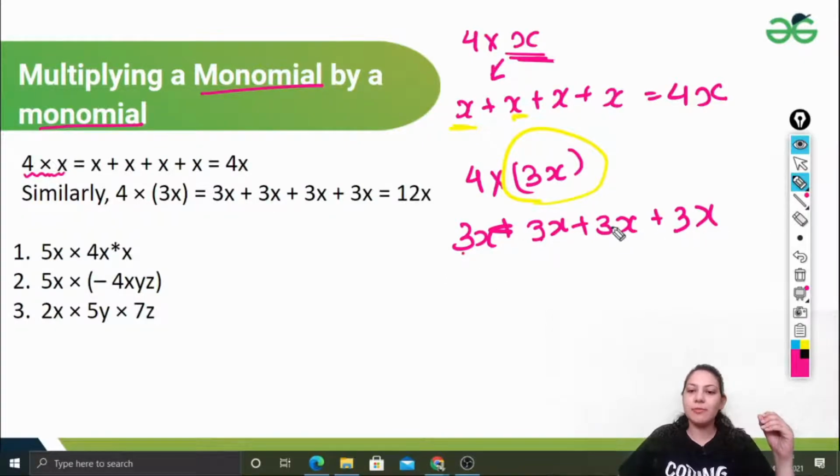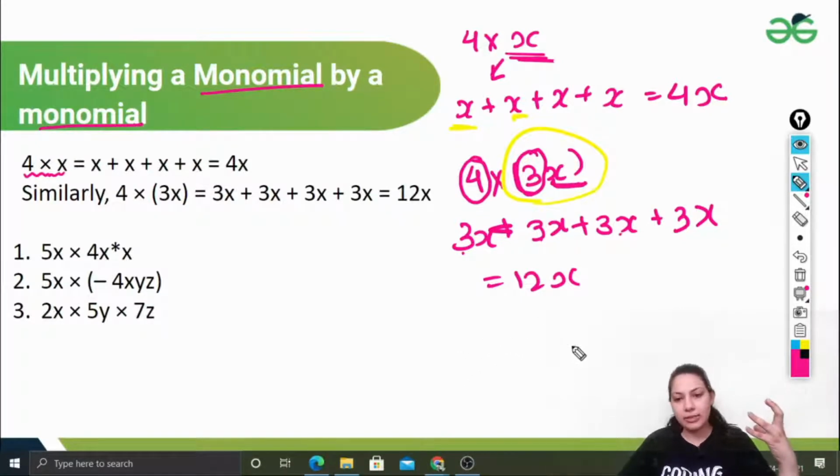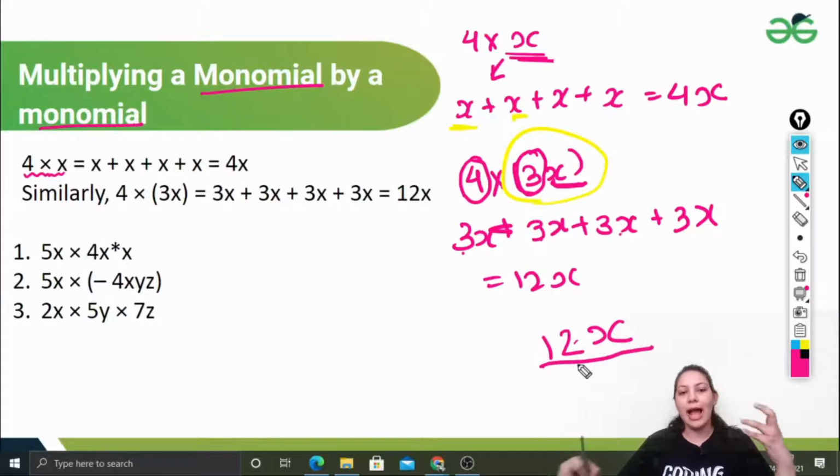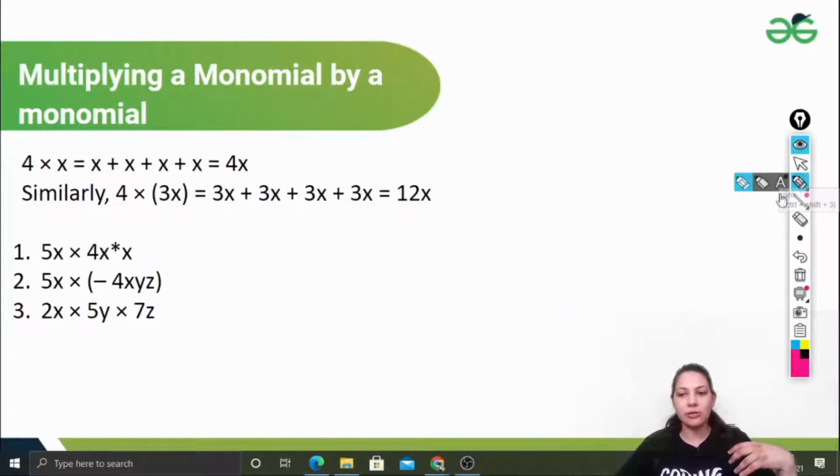So 3 plus 3 plus 3 plus 3 is basically 12 times x. So basically what we are doing here, we are directly multiplying the coefficient and writing the x, that is the variable, as it is. So x is written here, 4 3s are 12. So that is how we do the multiplication of a monomial by a monomial. So let me erase this and let us solve some examples.